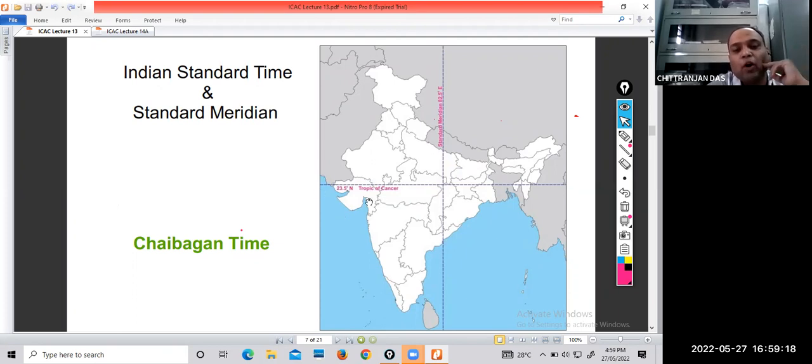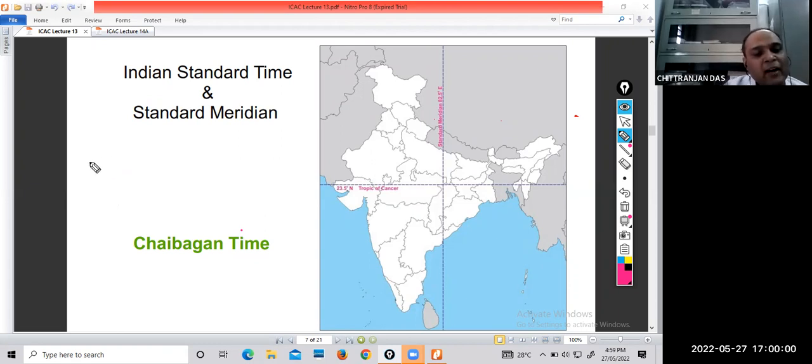Similarly, the Tropic of Cancer passes through Gujarat, a very small part of Rajasthan, then Madhya Pradesh, Chhattisgarh, Jharkhand, West Bengal, Tripura, and Mizoram. The Tropic of Cancer passes through all these states. The Indian standard meridian is taken as 82.5. Why is it taken as 82.5? I think I explained it to you earlier. You remember that I explained it. So let us do that math again.